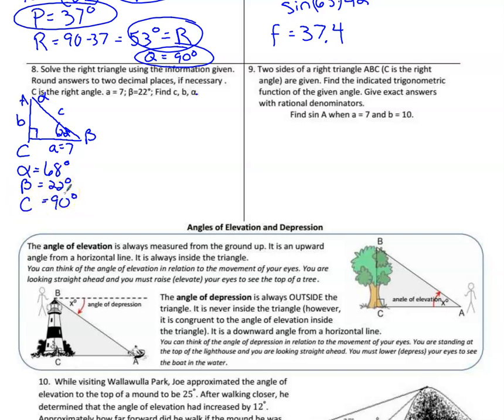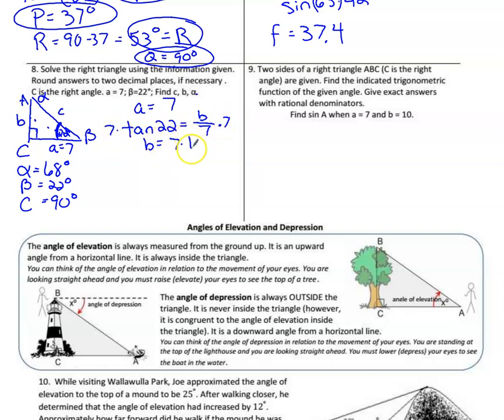Now I need all three sides. Right now the only known side is A, which is 7. So let's look at how to get B. From this given angle, B is the opposite, and we know the adjacent. Opposite and adjacent would be tangent. So tangent of 22 equals opposite over adjacent, B divided by 7. To solve for B, I'm going to multiply both sides by 7.